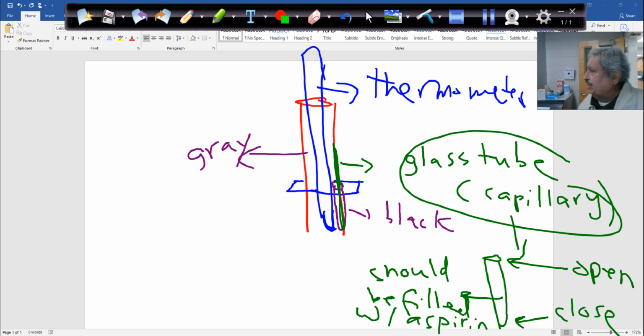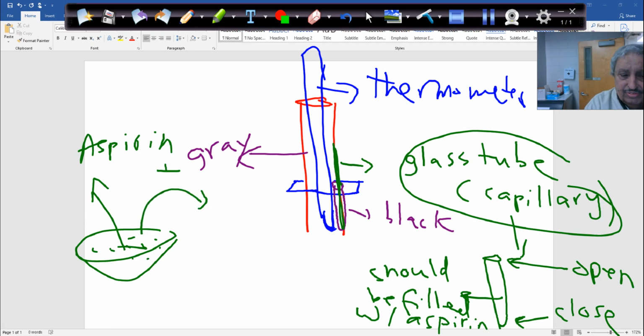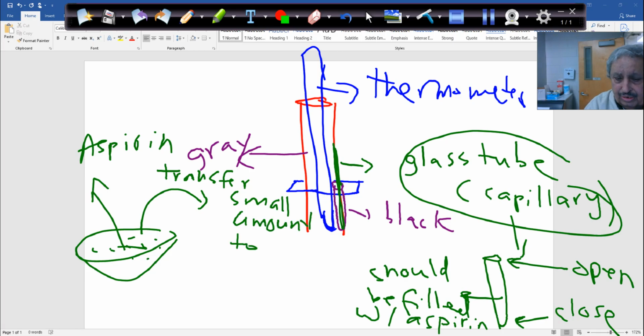The way we can do this, we have our aspirin here, correct? That's our aspirin. So we'll transfer some of the aspirin here. Transfer a small amount to the capillary tubing. Here it is. We'll transfer this one here.